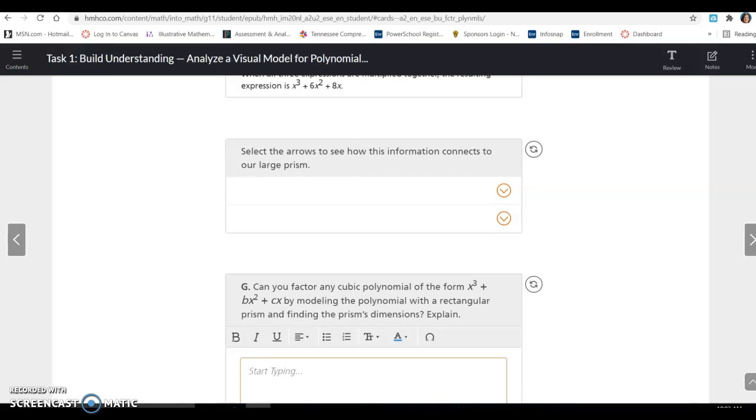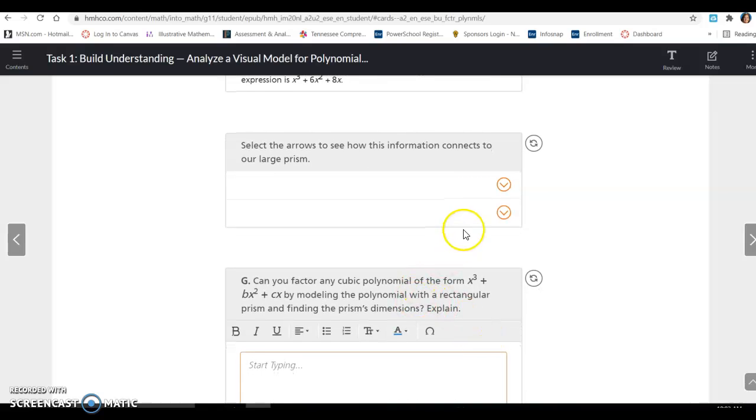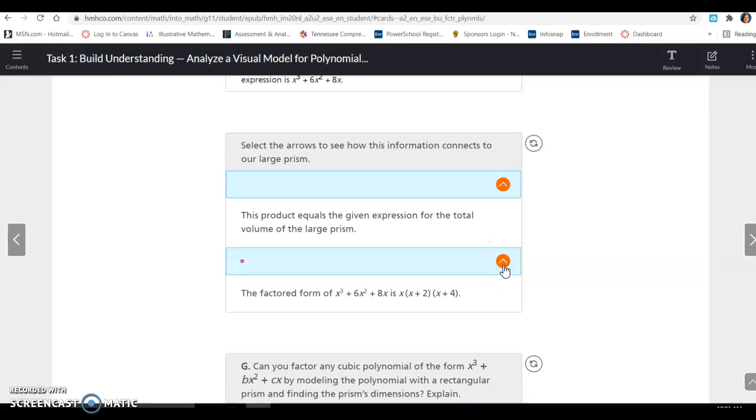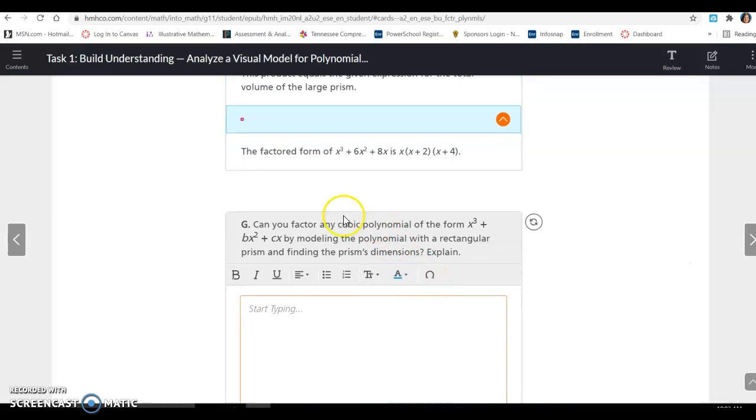All right, select the arrows to see how this information connects to our large prism. The product equals the given expression for the total volume, and the factored form is x times x plus 2 times x plus 4. Can you factor any cubic polynomial of the form x cubed plus bx squared plus cx by modeling the polynomial with a rectangular prism and finding the prism's dimensions?